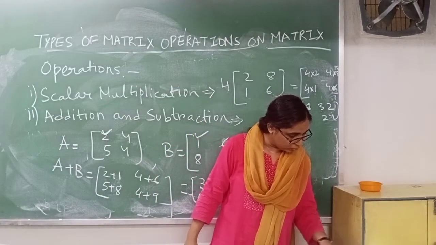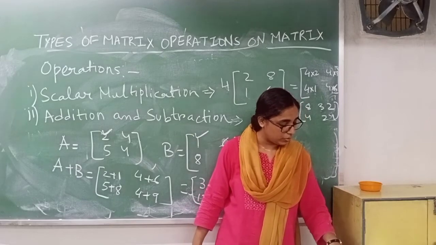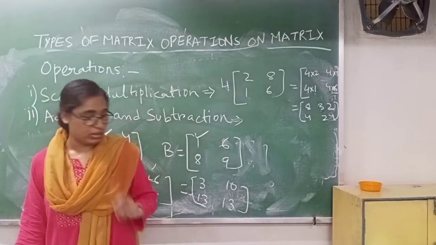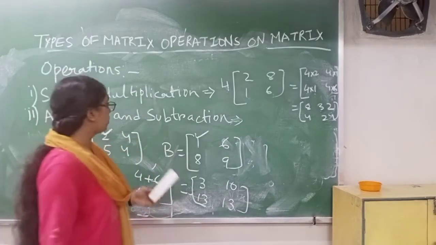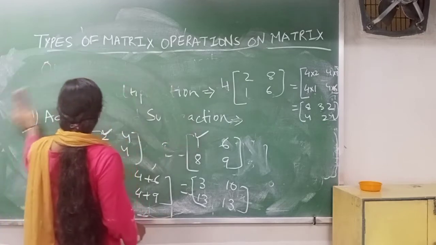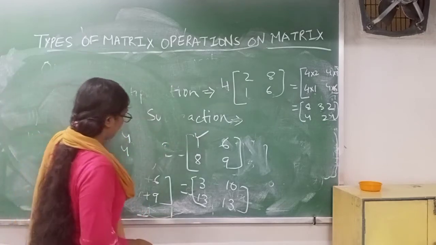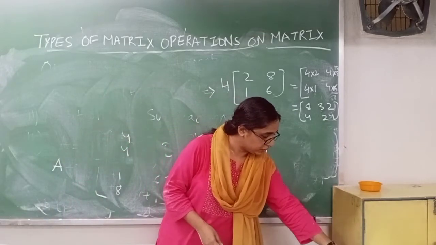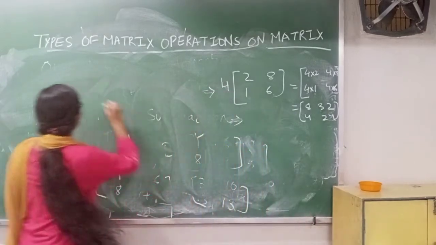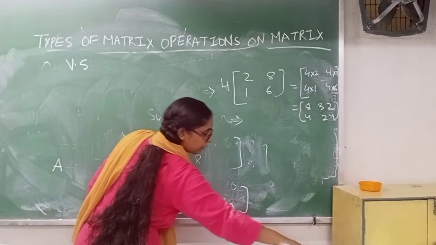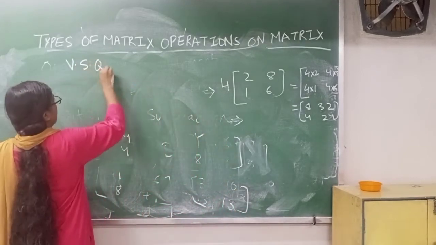Come to very short answer type question number 14. Very short type question number 14. What is the question given to you in question number 1? Please copy this one. In first question it is given, if A equals to, very short type question, okay?